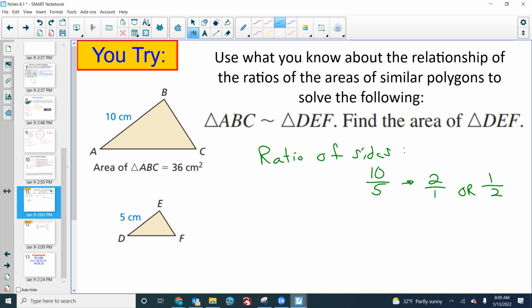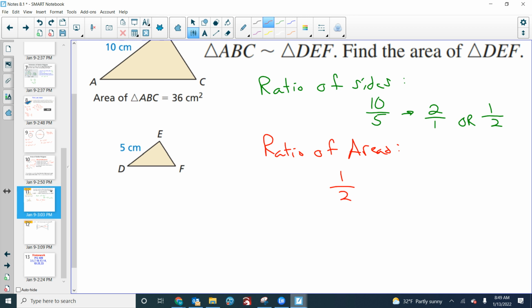And as soon as you pick which ratio you're going to use, you're kind of forcing yourself to set up the rest of the problem with either your bigger number up top or the smaller number up top, depending on which one of those you use. All right. What's the ratio of the areas? It's the ratio of the sides squared. What's 1/2 squared? 1/4. So 1/4 is our ratio of the areas.